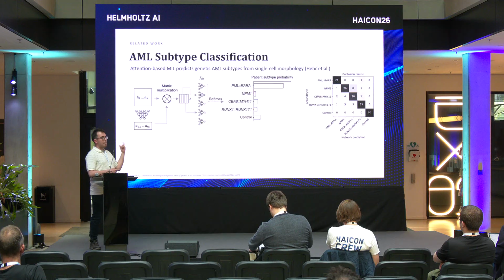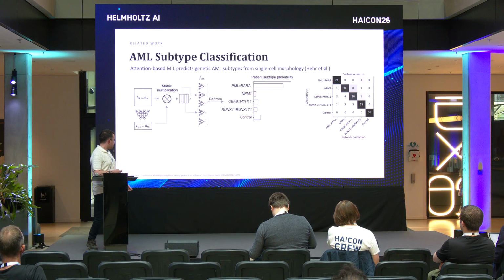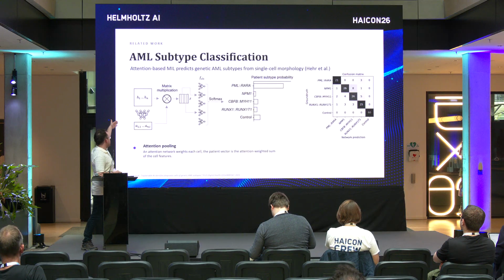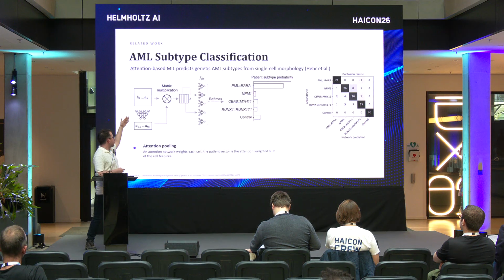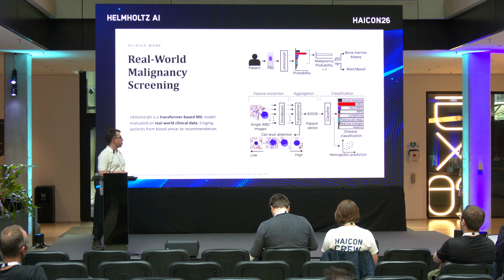One of them is the AML, acute myeloid leukemia, subtype classification. It was done by attention pooling. Yeah, the features are obtained, and then each feature is scored by another network to obtain the attention scores. Then the attentions are multiplied with the features, and then the final patient-level vector is given to the classifier. And as you can see on the right side, the confusion matrix is pretty good.